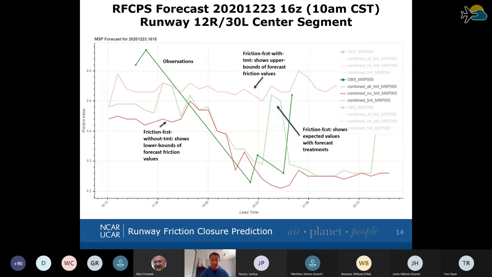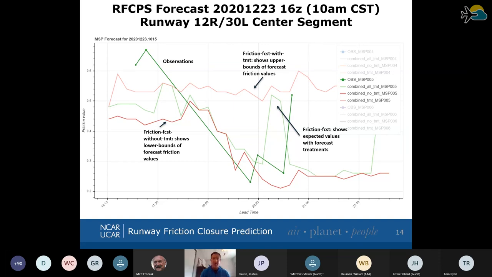So this is for the same forecast. It's similar output, but now we can actually see the light red line is your top boundary. That is basically a friction forecast that assumes continuous treatment. It's your upper boundary. The darker blue line is the forecast that assumes no treatment whatsoever. It would be the lower bound of what you would expect with no treatment. And of course, the light green is what I showed you before.